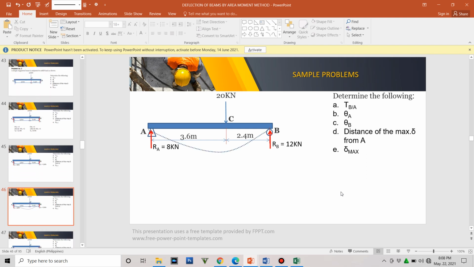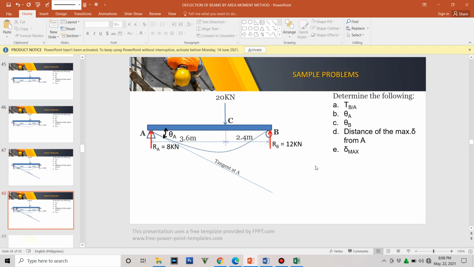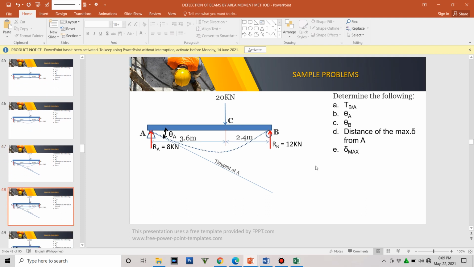And then we draw the elastic curve. We draw the tangent at A because the deviation at B with respect to the tangent at A is what we are looking for. That tangent at A will have a corresponding angle, because rotation is allowed at a pin connection. This is it: deviation of B with respect to the tangent at A.